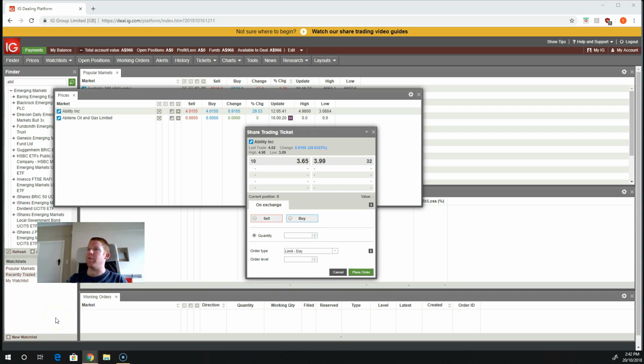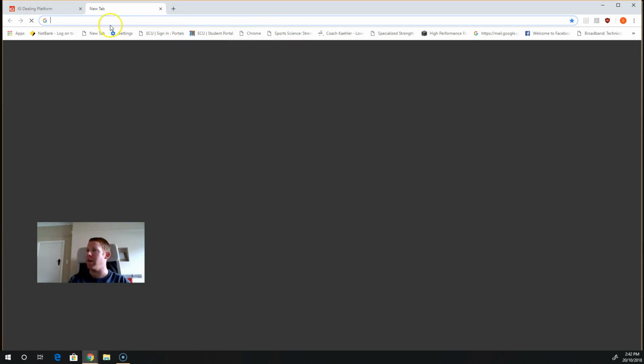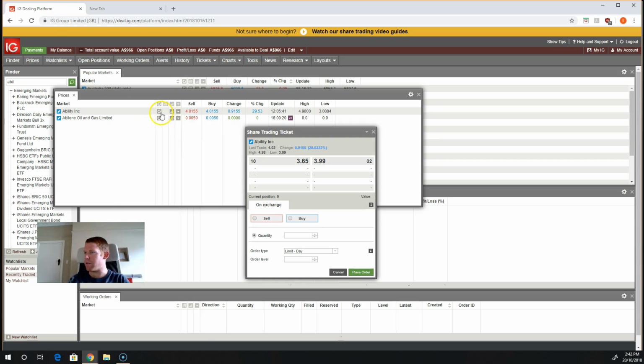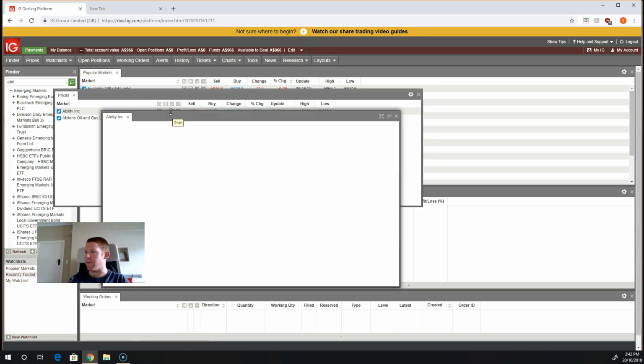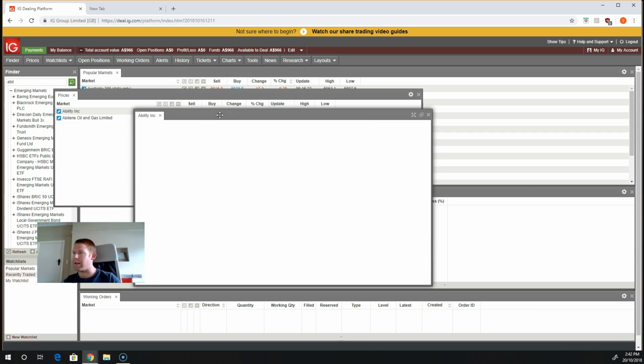But anyway, we've got the IG platform up, and the IG platform though was not ideal because I had this up, and then I had Trade Ideas up. So let's get Trade Ideas up as well, because I'm having issues with the charts here. This is what it says, and I downloaded the latest version of Adobe, or whatever it wanted me to download.